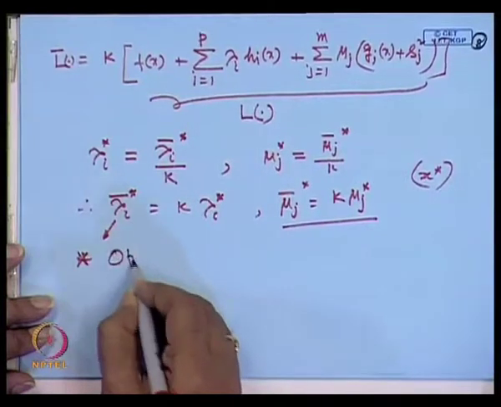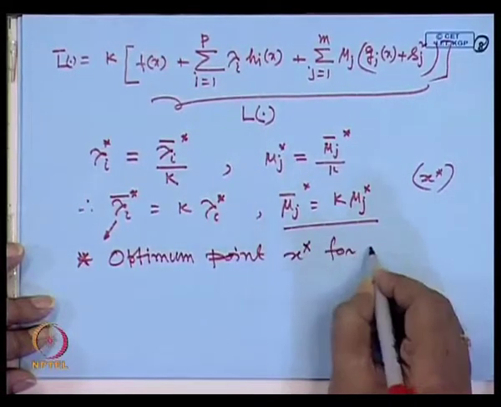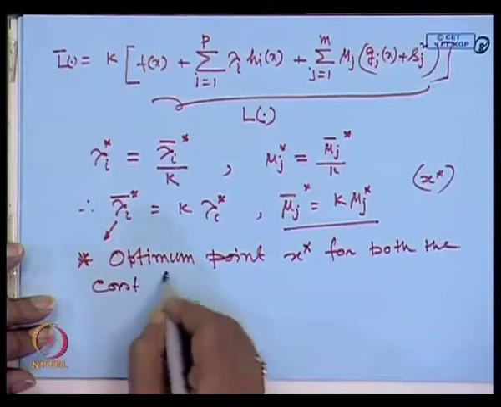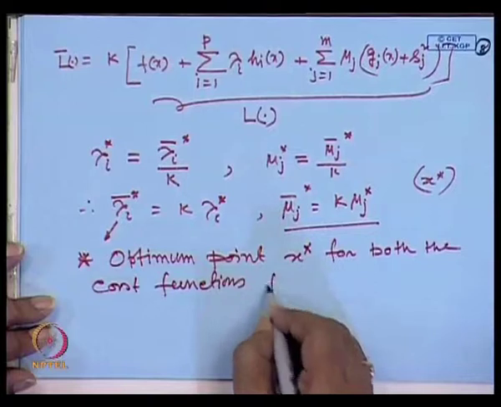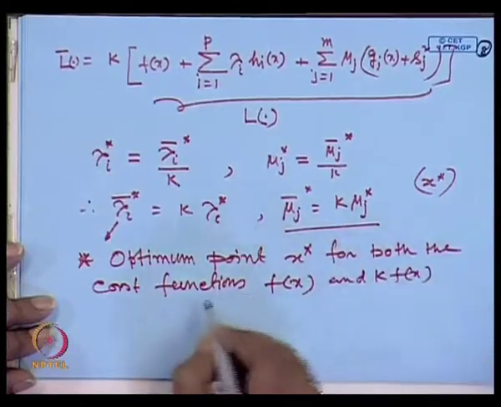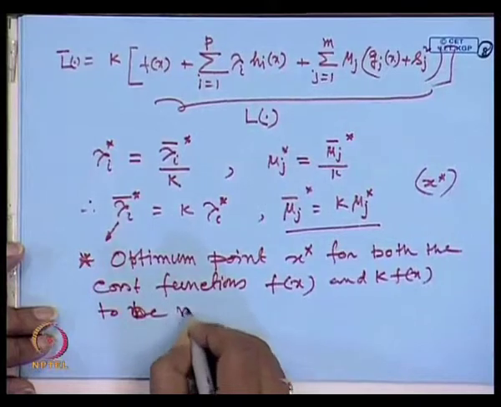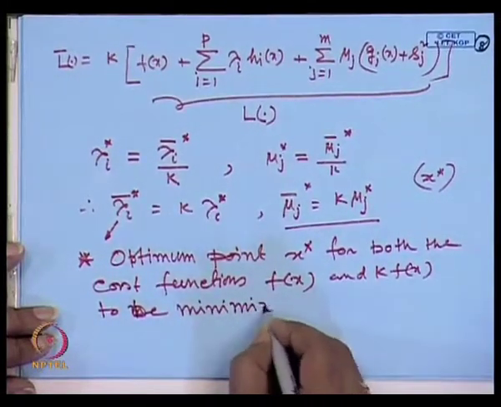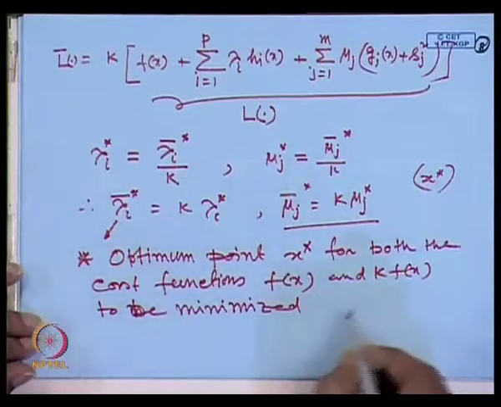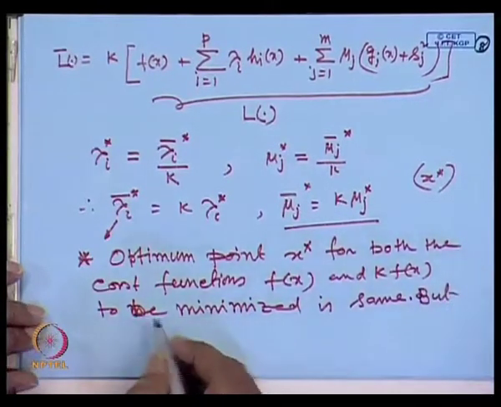Now, ultimately the optimum point x star for both the cost functions, f of x to be minimized and k f of x to be minimized, the optimal point is the same. That is what we mean.